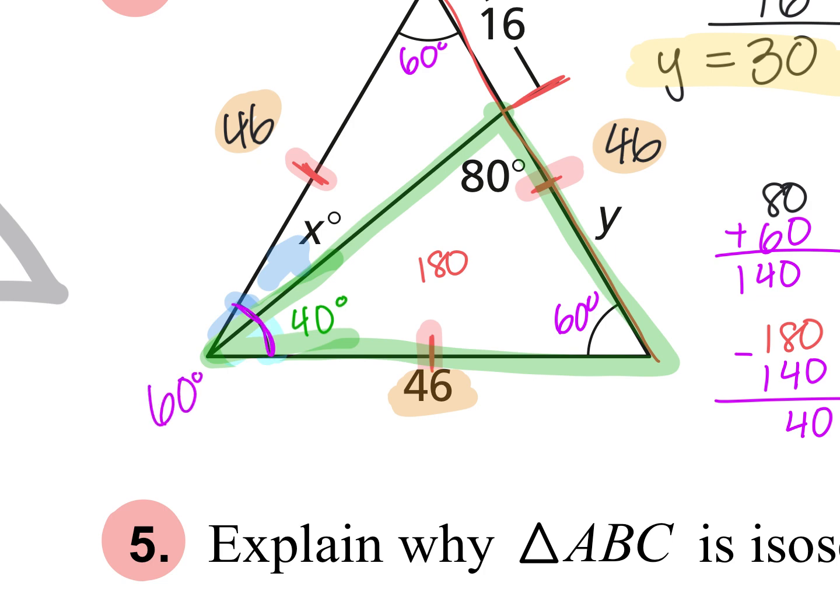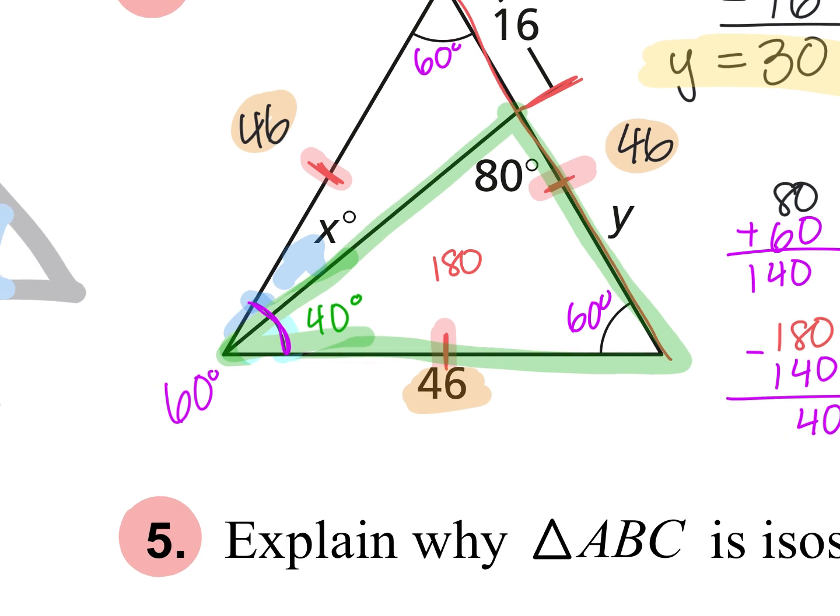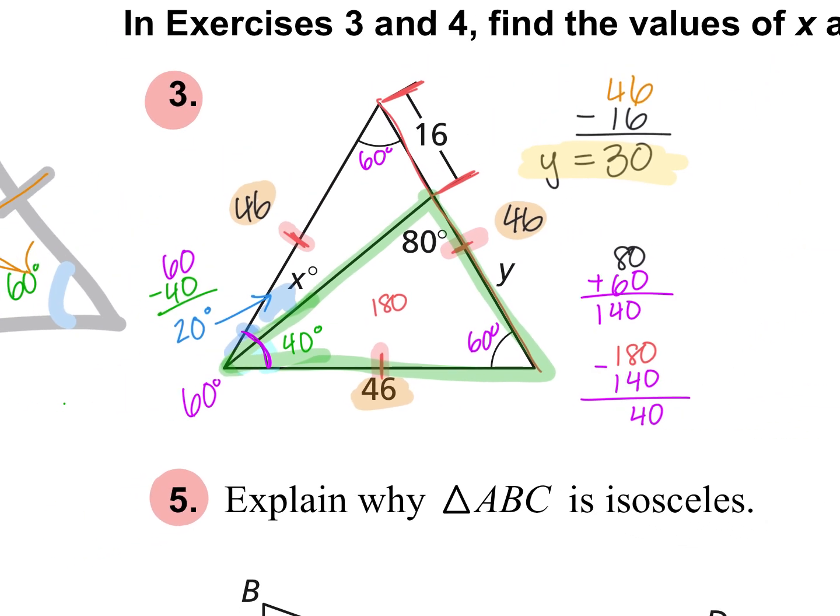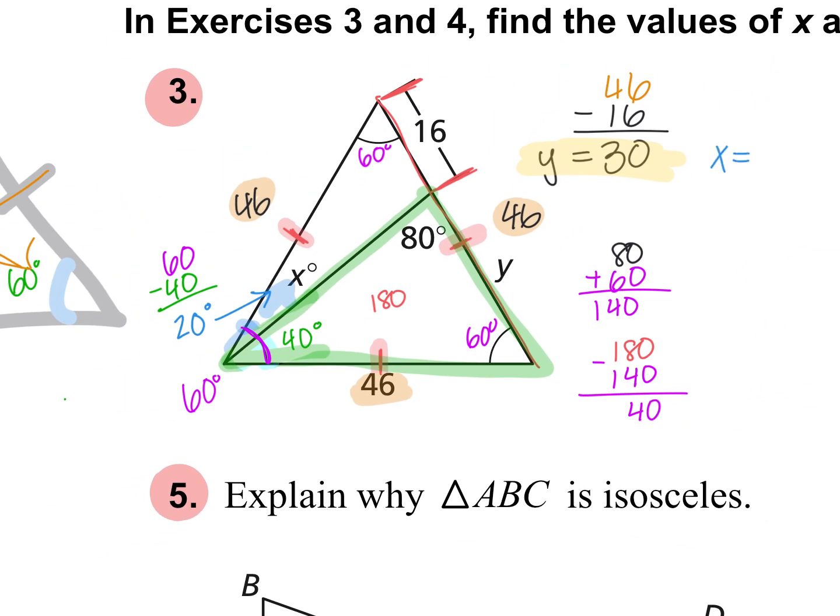to be 60, so what would x equal? How would I figure that out? 60 minus 40. Perfect. I'm going to subtract 60 minus 40, and what's that going to give me? 20 degrees equals x. Okay, x equals 20 degrees.